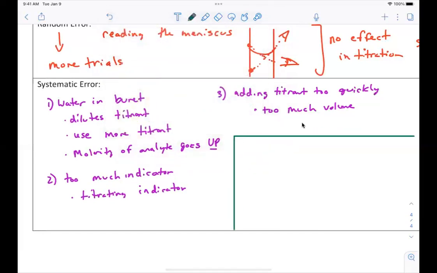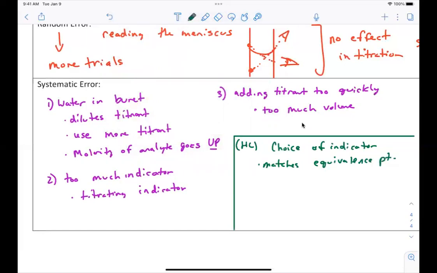Now for higher level, one of the errors you can have is choice of indicator, because you want one that matches or gets close to the equivalence point. You don't want one changing color at a different pH than the equivalence point. So you have to know, okay, what kind of acid, what kind of base am I reacting? Therefore, I know what kind of indicator I want. Yes, you look at the indicator chart in the data book, like Christoph said.